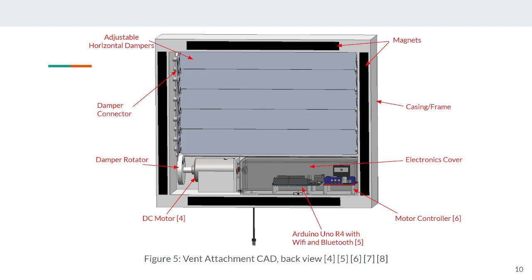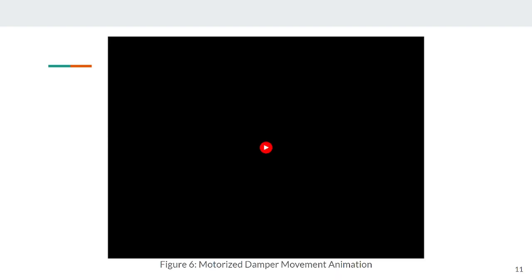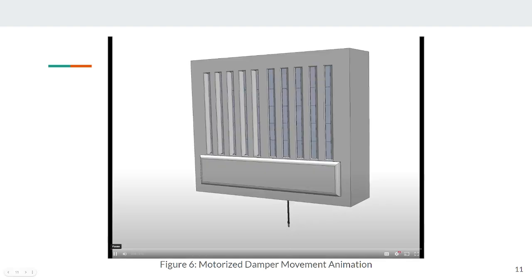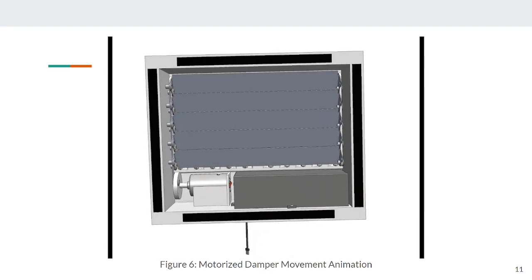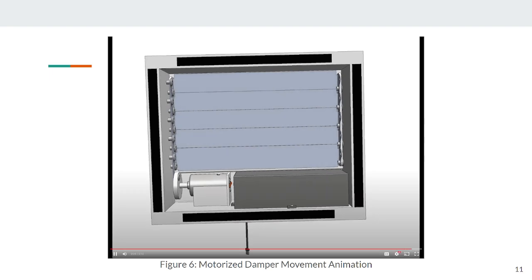There's a plastic box that goes over all of these electronics with cutouts for wires to prevent damage and minimize accidental contact from the consumer or anything else with any of the electronics. Here's an animation demonstrating how the attachment and motor would open and close the dampers to control the amount of airflow that the room is getting. As you can see, the dampers are opening up to allow more airflow, and the motor is spinning, which opens up the dampers. And it turns the other way to prevent the air from flowing.